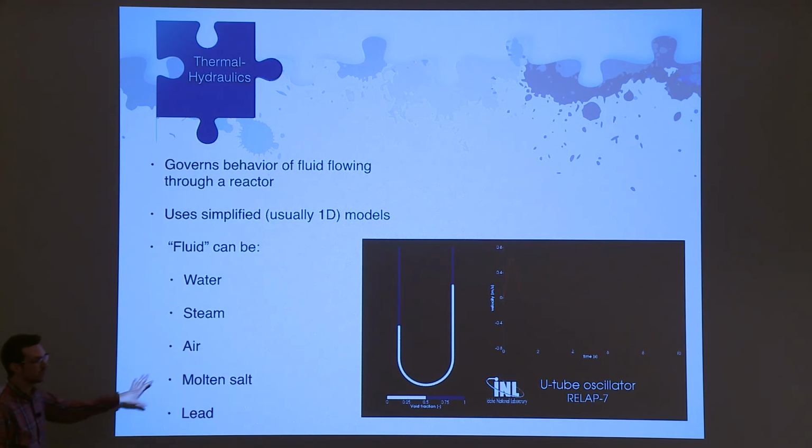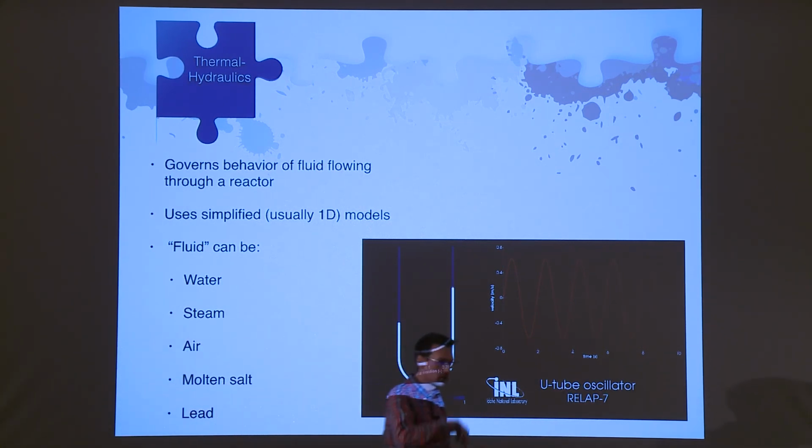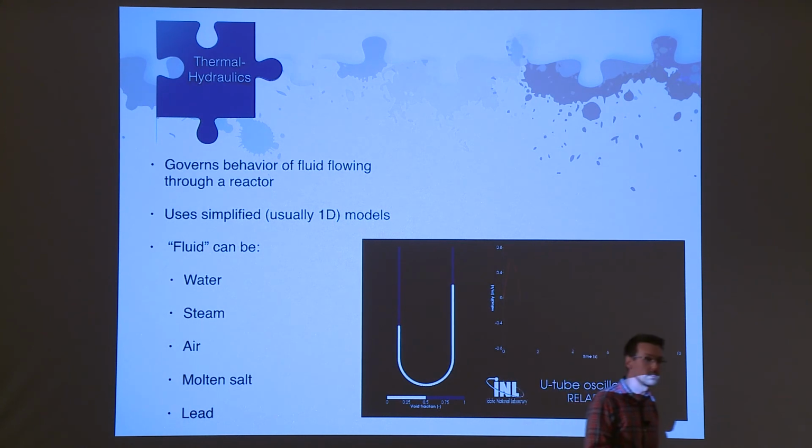And I want to point out that the fluid in your reactor can be many different things depending on your reactor design, all right? So we're not only just talking about water here, not only just steam, but other things like molten salt, lead, et cetera, okay? So you need to be able to model that flow through your reactor, the uptake of heat from the fuel, and ultimately your electricity generation cycle.